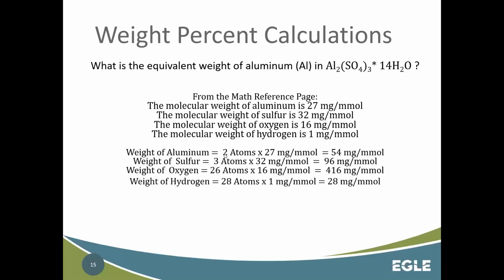We have 2 aluminum, 2 times 27 is 54. Sulfur, we had 3 of them from the previous slide. 3 times 32 is 96. Oxygen, between the aluminum sulfate and the 14 H2O, we had 26 atoms. 26 times 16 is 416. And then we had 28 atoms of hydrogen, and they are 1 milligram per millimole, so we have 28 milligrams per millimole of hydrogen.